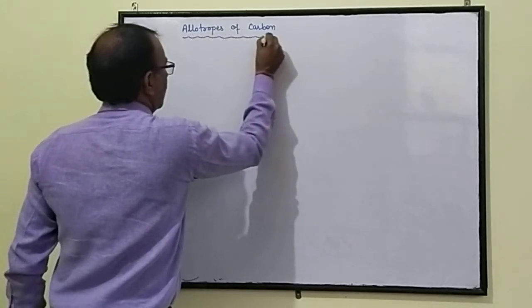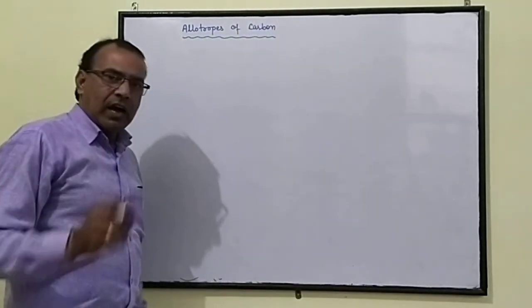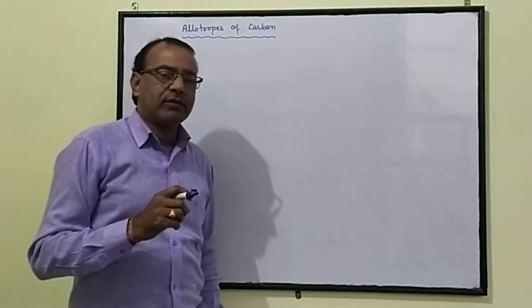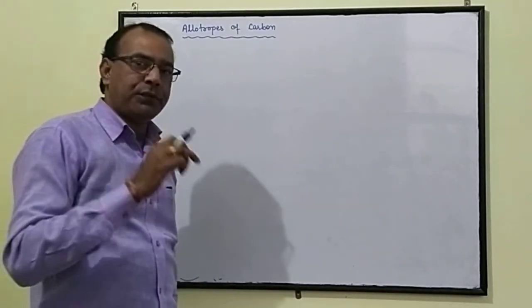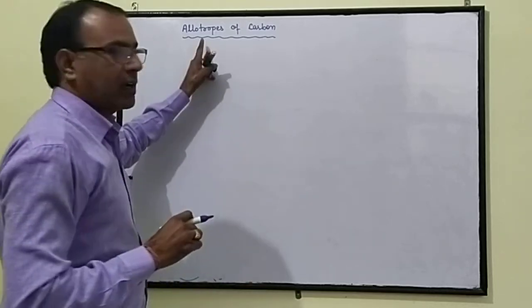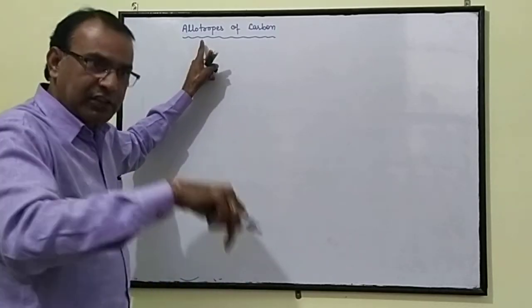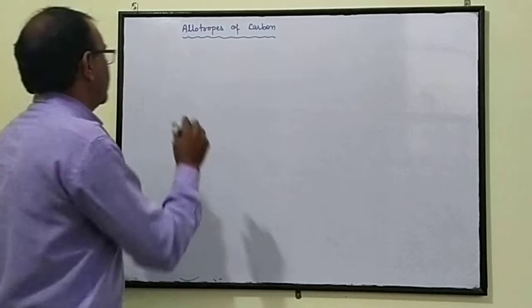What do you mean by allotropes of carbon? The carbon compounds which have the same chemical property but show different physical properties are called allotropes, and this property is known as allotropy.